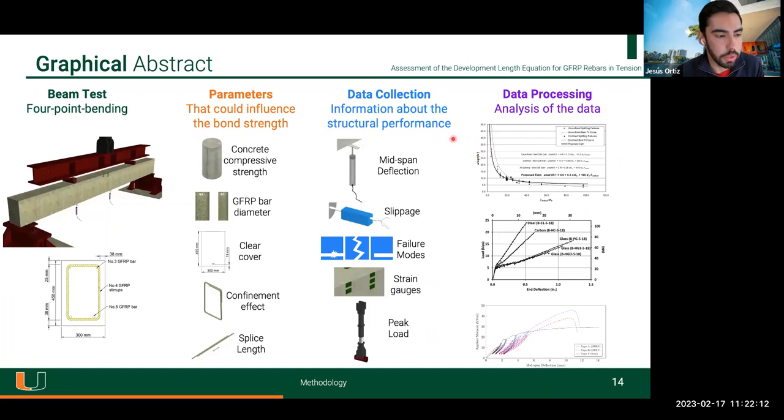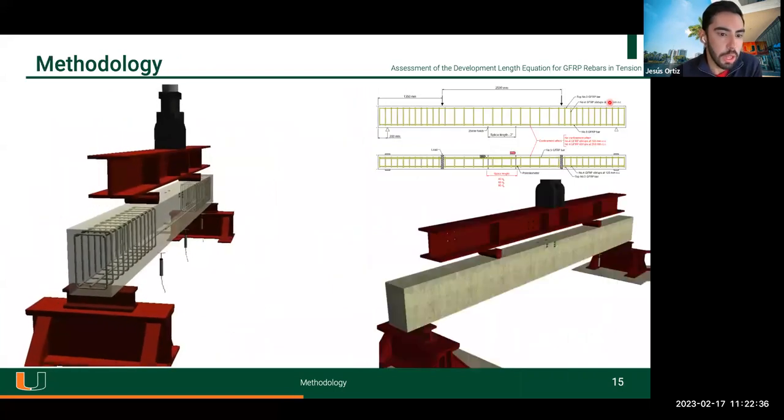Once we finish collecting all this data, the next phase, and the one that we are currently working on, is the data processing, the analysis of all this data. We plot this data and try to understand the structural behavior of those elements and what happened when we changed those parameters.